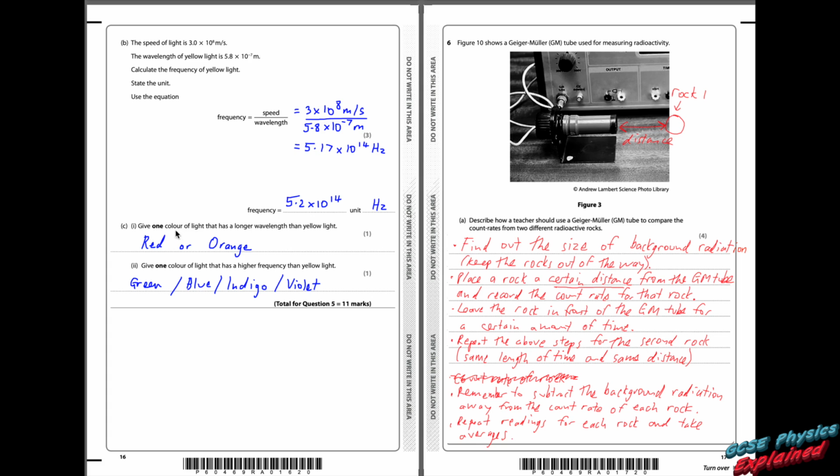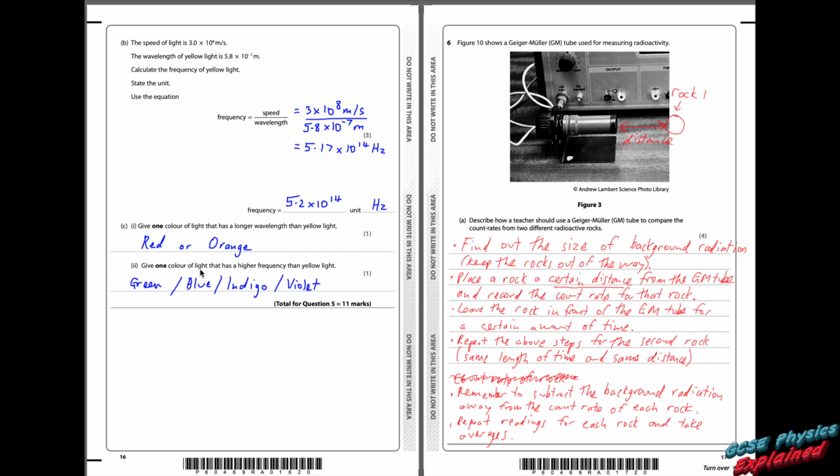C part 1. Give one colour of light that has a longer wavelength than yellow light. So that's either red or orange. So remember, Richard of York gave battle in vain. We're looking for red, orange, yellow, green, blue, indigo, violet. Red's the longest wavelength. So red or orange is longer than the yellow.